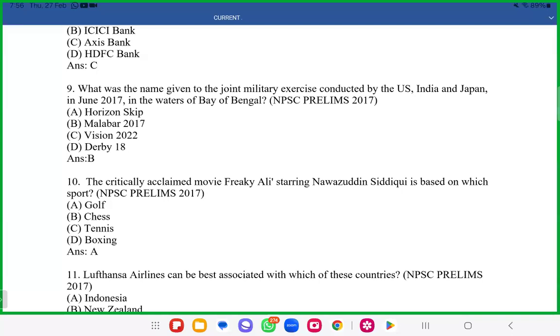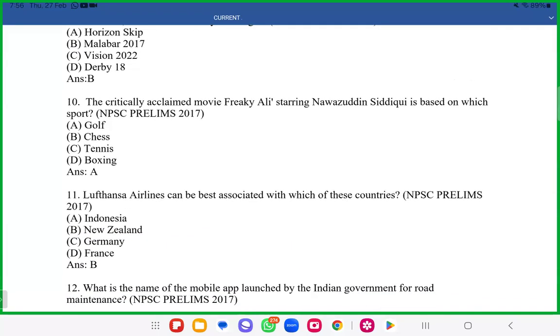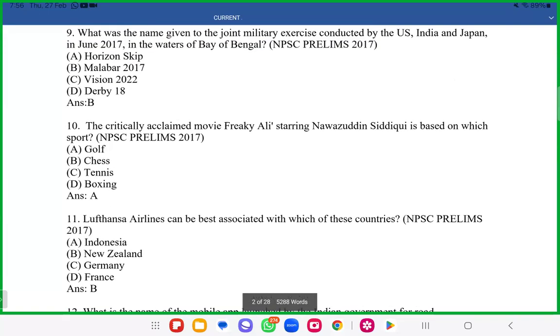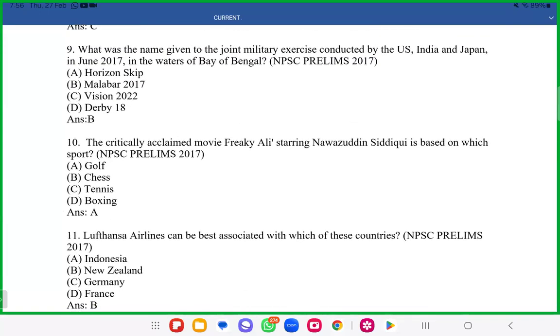So it is asked every year in the national exams. Once you know the name of the India, US, and Japan military exercise, it's permanent. So it will be easy. Then that is about the military exercise, which I've already sent in the group.